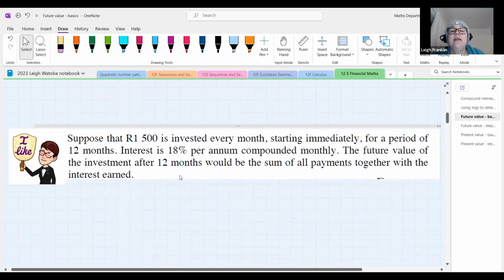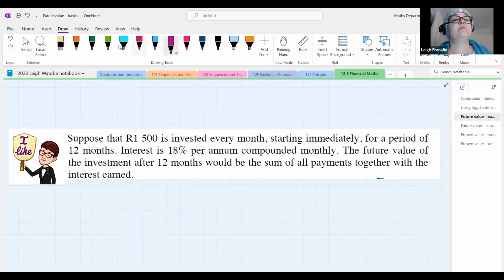All right, let's have a look at some examples. The first one says, suppose that 1,500 Rand is invested every month starting immediately. Sometimes we start immediately, sometimes we don't. There can be an immediate payment with future value. We can't have that with present value. So starting immediately for a period of 12 months.